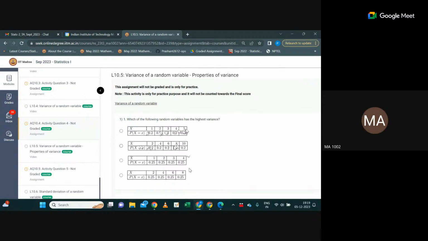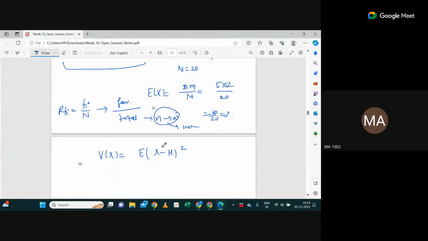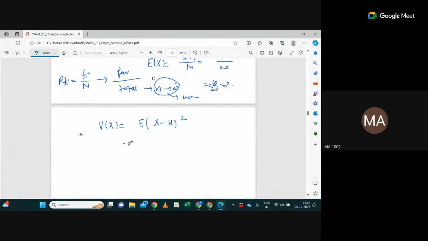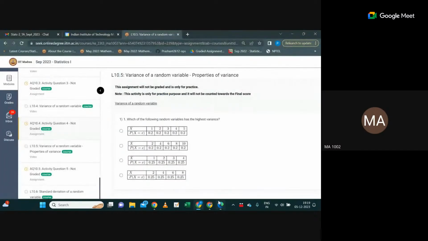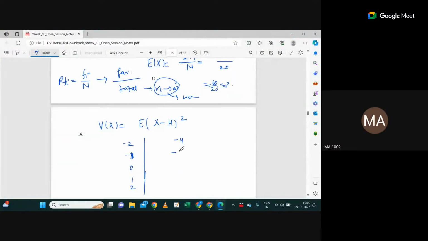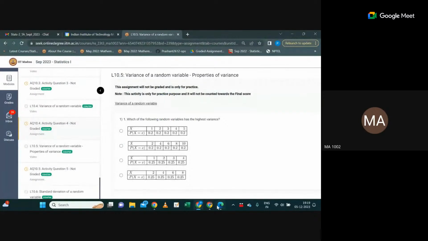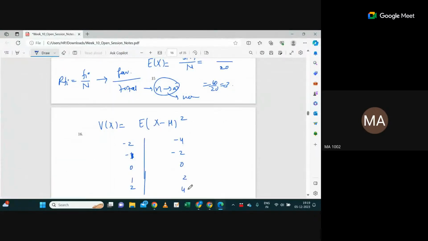30 divided by 5 is 6, right? Now if you see how far each value is from the mean, for the first option it was minus 3, minus 1, 0, 1, and 2. For the second option, what is the variability? It's 6, right? So minus 4, minus 2, 0, 2, and 4, right?